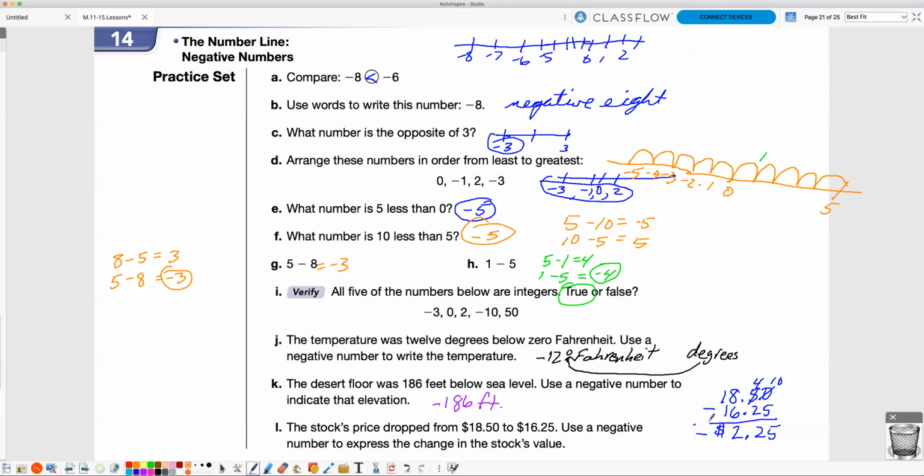So there you go, boys and girls. There's your practice set. Hopefully you did well. If you didn't, rewind the video and review anything that you may need to look at a second time or a third time. Understand what you're doing with the number line and negative numbers.